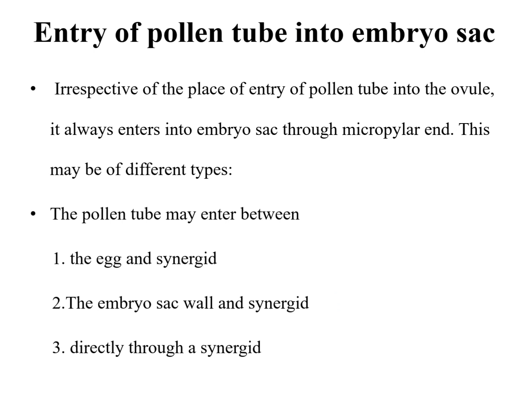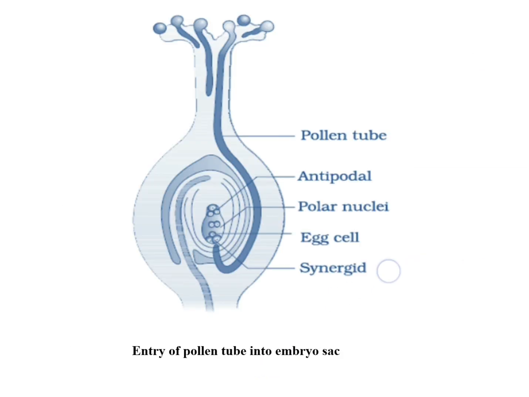Then entry of the pollen tube into the embryo sac. Now, irrespective of the place of entry of the pollen tube into the ovule, the pollen tube always enters the embryo sac through the micropylar end. It is a very, very important thing to remember. Then this may be of different types. The pollen tube may enter between egg and synergids. It can enter the embryo sac wall or synergids directly through synergids.